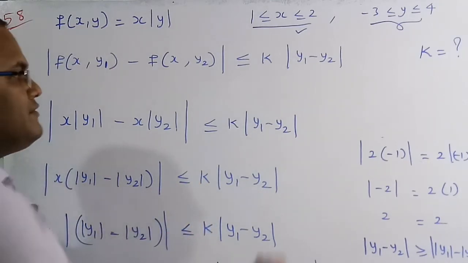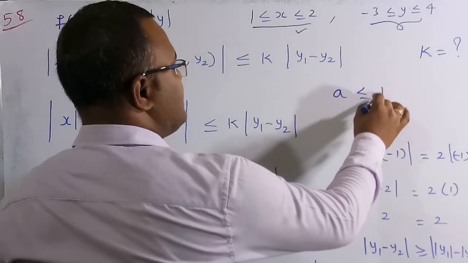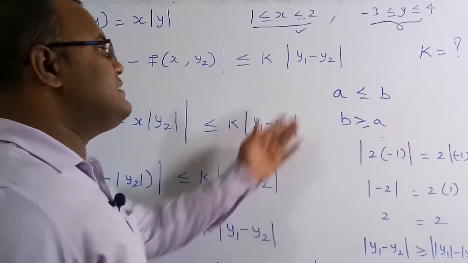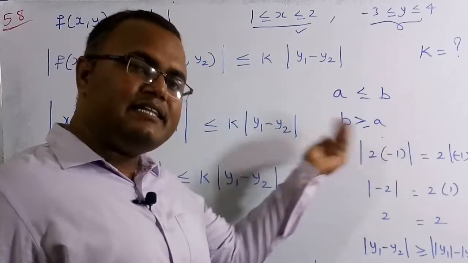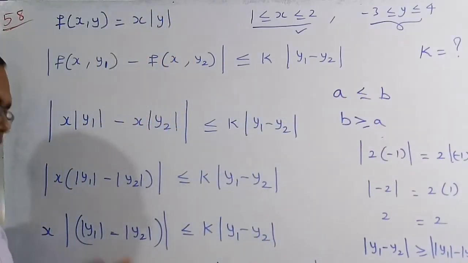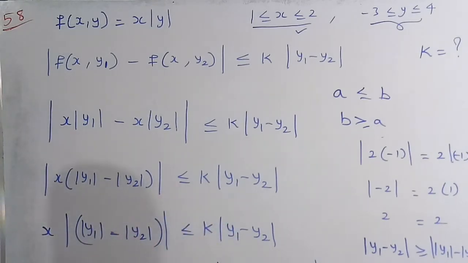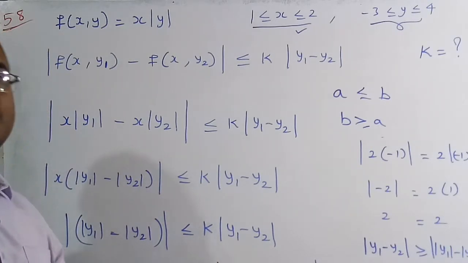Here, if a is less than or equal to b, it indicates that b is greater than or equal to a, in reverse fashion. So if this is a and this is b, I have written it in reverse fashion, which is k times modulus of y1 minus y2 greater than or equal to x times modulus of y1 minus modulus of y2.